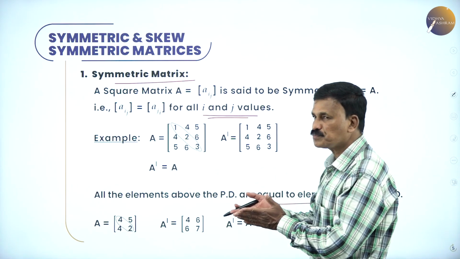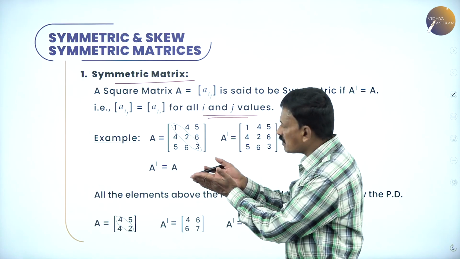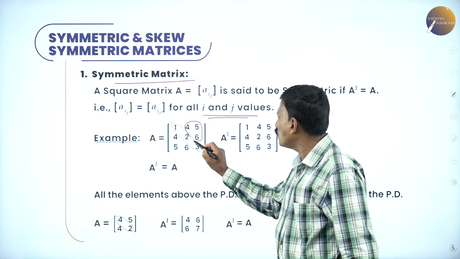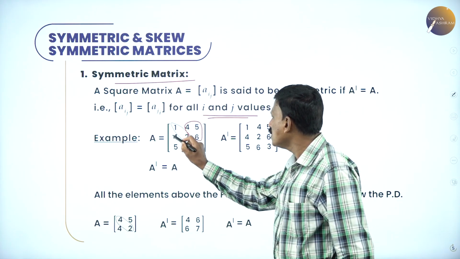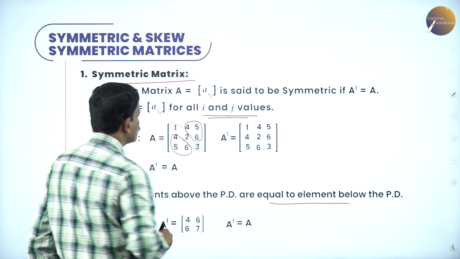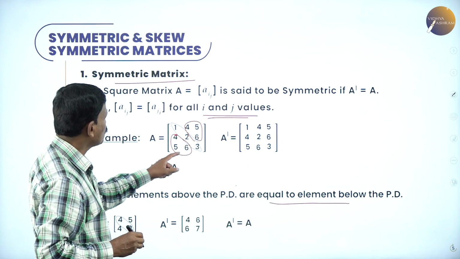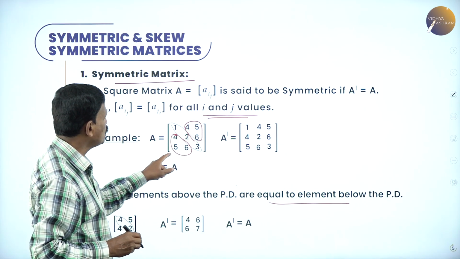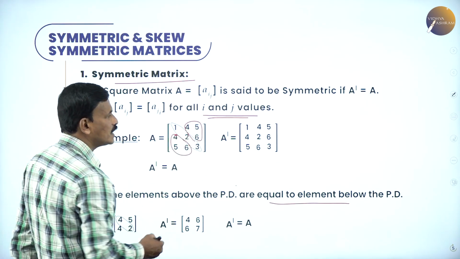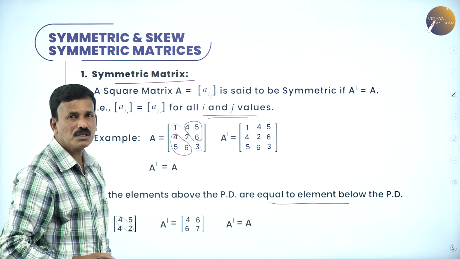If you fold this matrix along the diagonal, all the above elements will coincide with all the elements below the principal diagonal. So these elements will coincide. 4 coincides with 4, 5 coincides with 5, 6 coincides with 6. So all the elements above the principal diagonal must be equal to all the elements below the principal diagonal.